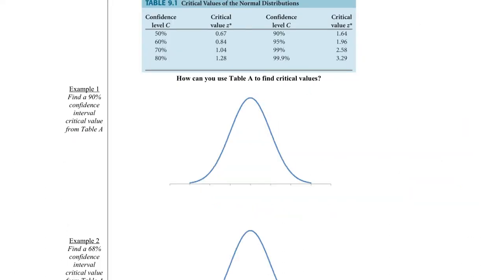We have to be really careful how we use table A to find our critical values, but we do have a cheat sheet in these notes right here. I really want to stress to you to try to memorize at least these three. These are the most common interval values you're going to see: the 90%, the 95%, and sometimes the 99%.